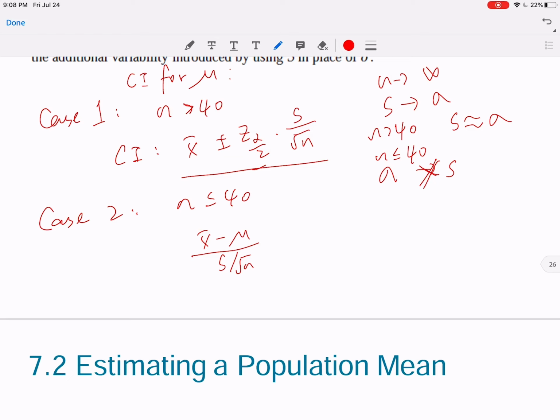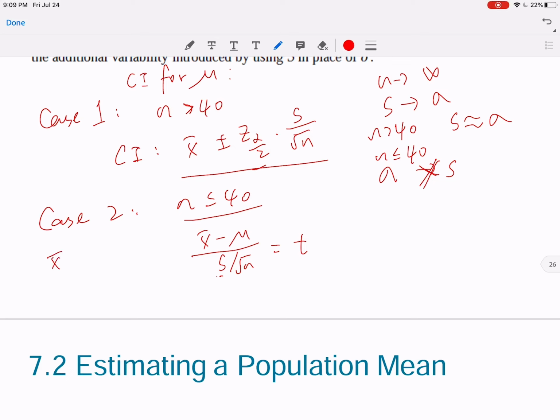Because different samples will give us different sample standard deviation. So that means the sample standard deviation itself changes. It's a variable. Okay? So this whole thing is not normally distributed anymore. It's not a standard normal distribution. And we have a new distribution for that. This is called t-distribution.